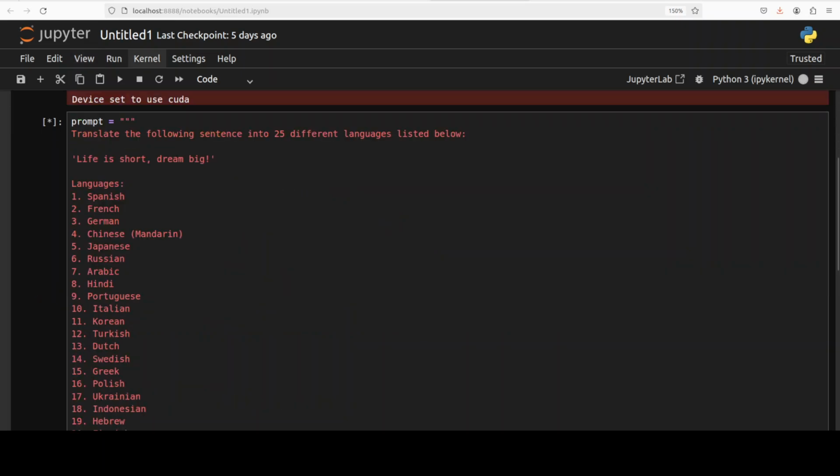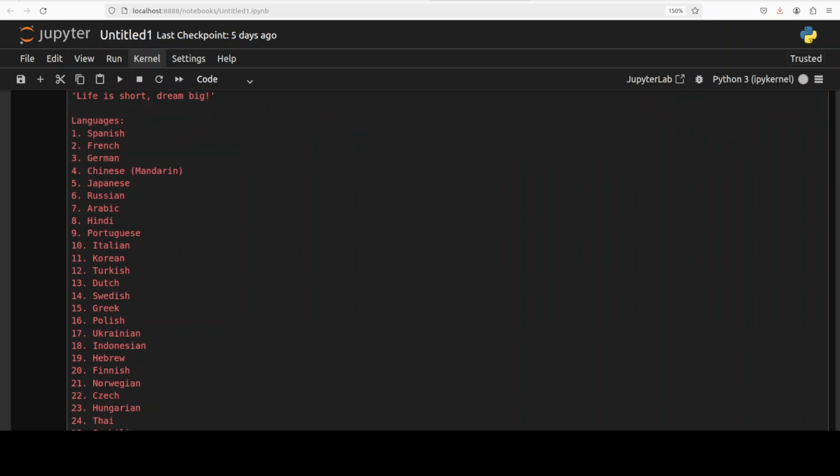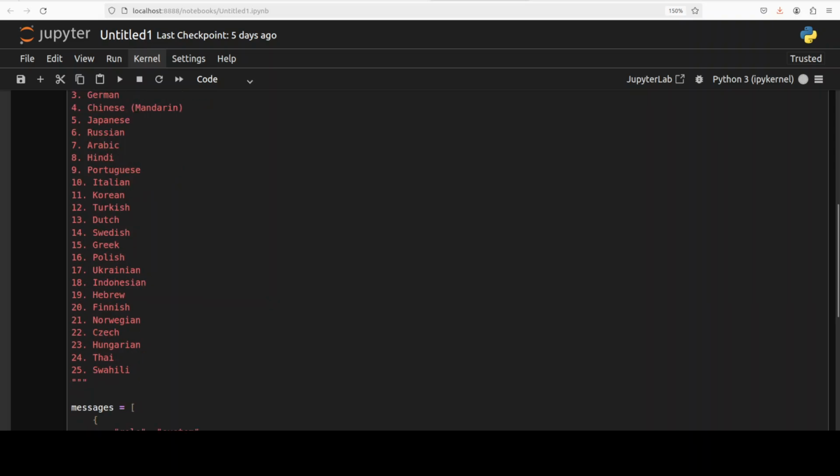Okay, next up, I'm checking the multilinguality of this model. So I'm asking it to translate the following sentences into 25 different languages listed below. Sentences, life is short, dream big. And then there are 25 languages across the globe, from Europe to Africa, from Asia to Southeast Asia, Africa, South America, wherever that is. So let's see what it responds.